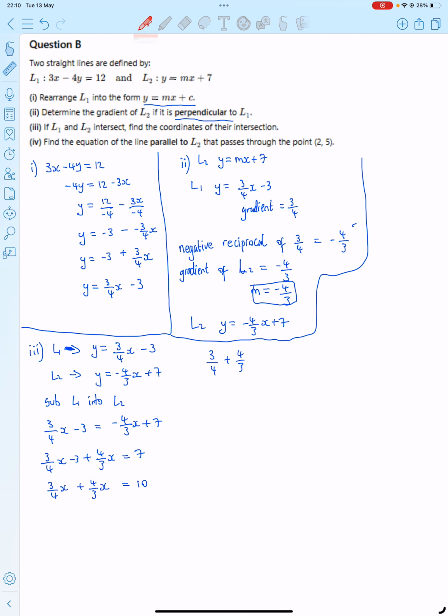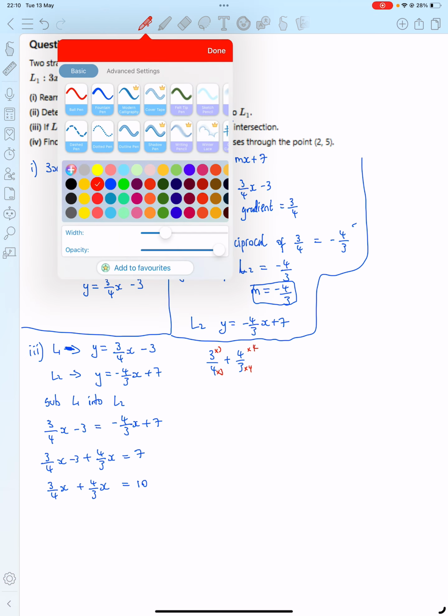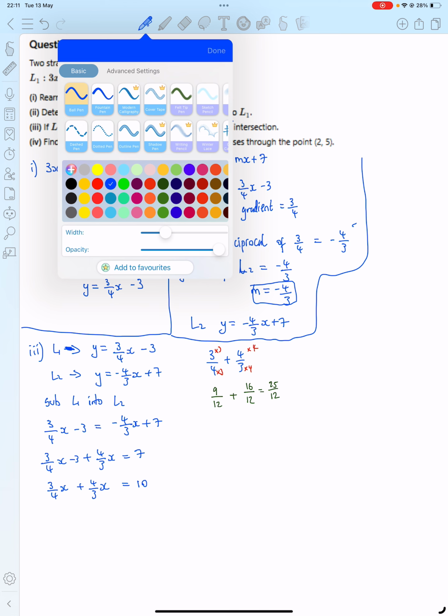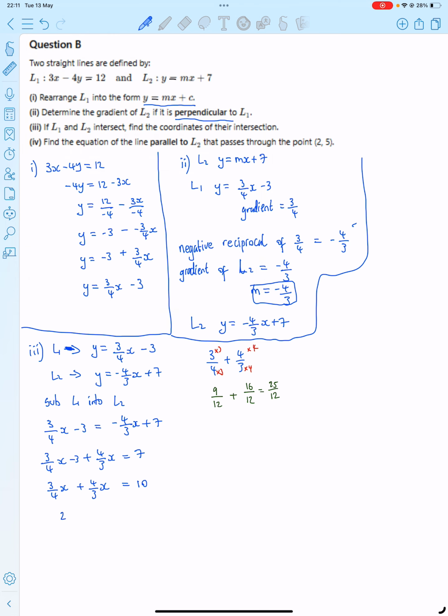They need the same denominators. So multiply this by 3, multiply this by 3, multiply this by 4, multiply this by 4. So that becomes 9/12 plus 16/12, which equals 25/12. Happy days. So this now becomes 25/12x is equal to 10.